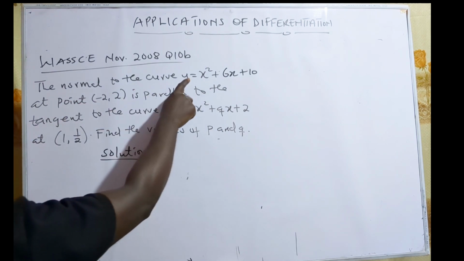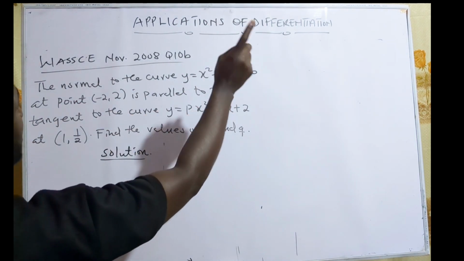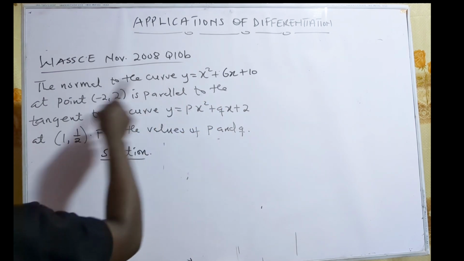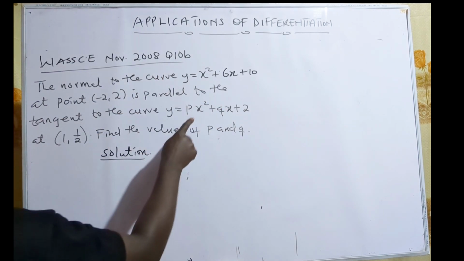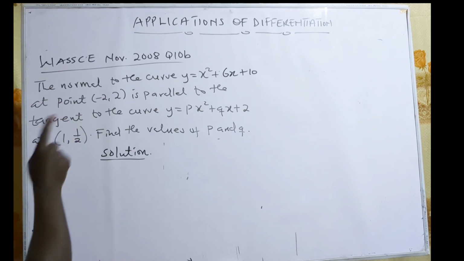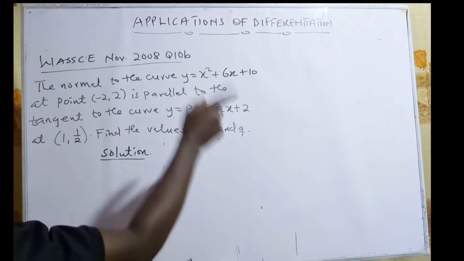The normal to the curve y equals x squared plus 6x plus 10 at point (-2, 2) is parallel to the tangent to the curve y equals px squared plus qx plus 2 at point (1, 1/2). Find the values of p and q.